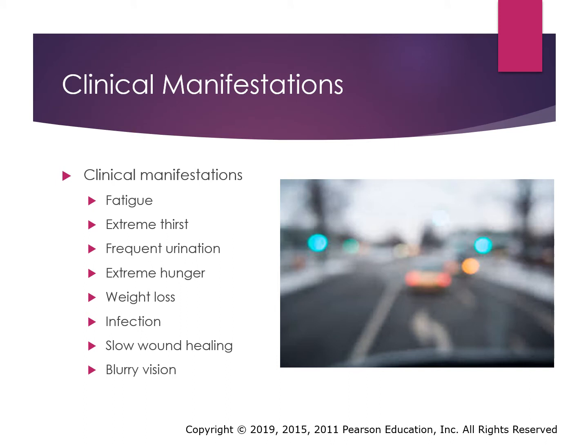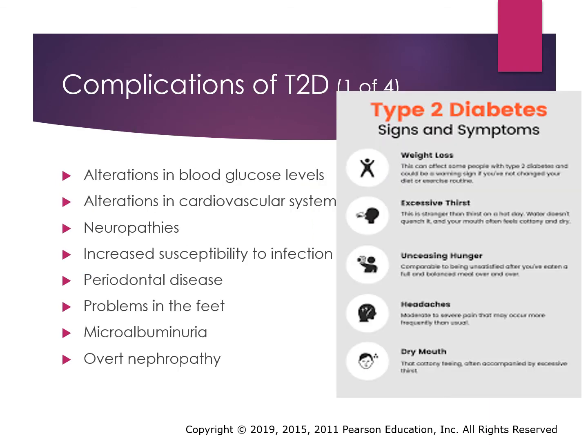Some of the clinical manifestations: fatigue, extreme thirst, frequent urination, hunger, weight loss, even though you're eating, but once you're obese, it's really hard to lose the weight. Infection, slow wound healing, and blurry vision. It says most people diagnosed with type 2 diabetes are insulin resistant. So that's the problem with type 2. You do have insulin, your body just doesn't know how to use it.